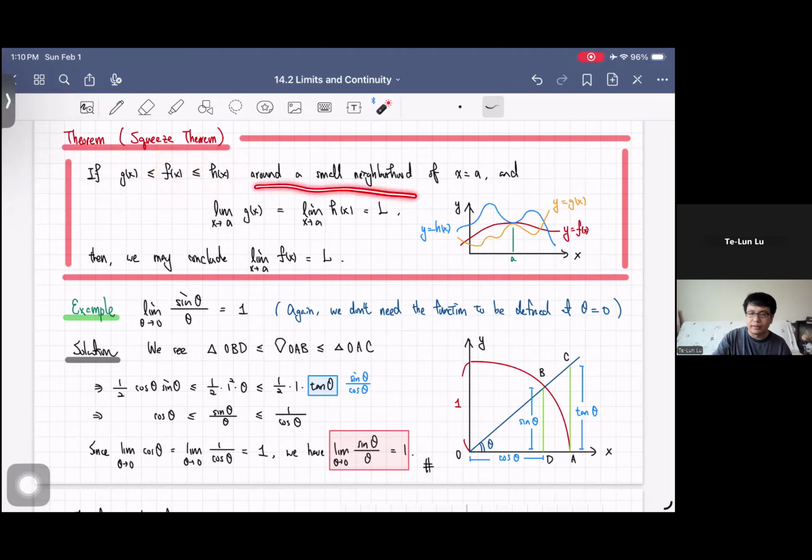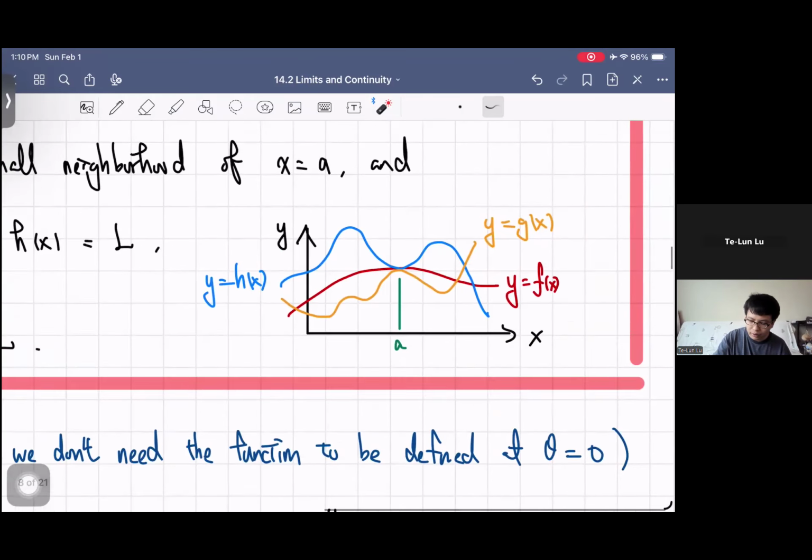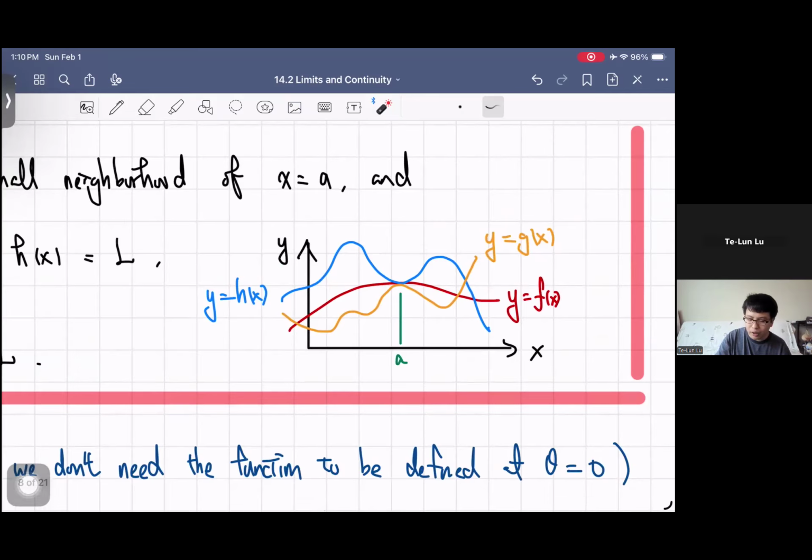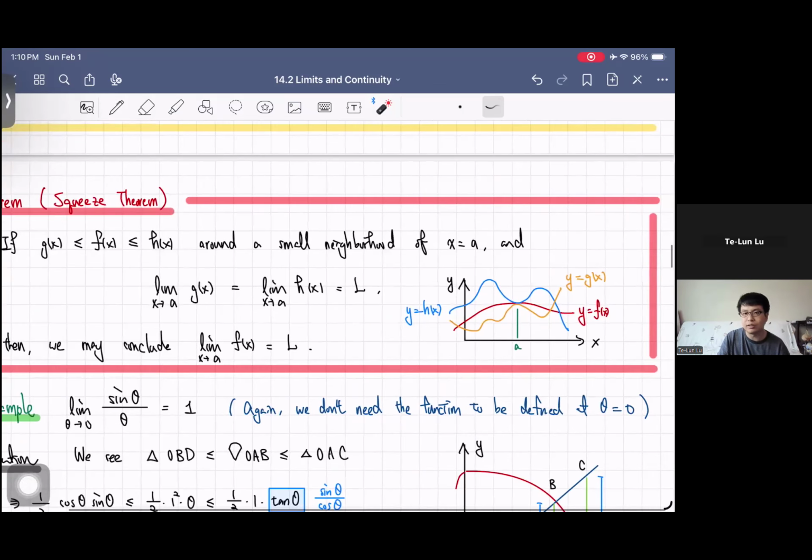So this might sound redundant, but I'm just stating this fact because you can see in my picture that g can actually be larger than f, and h can actually be lower than f somewhere. But what we actually care about is the value near a. So we see that near a, we always have h larger than f larger than g. That's what we care about.